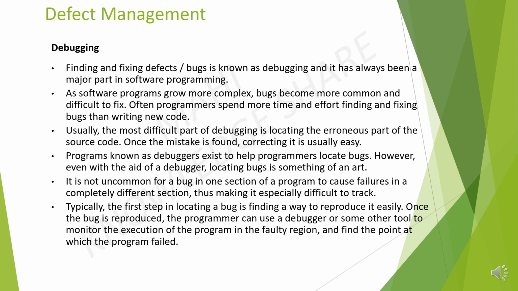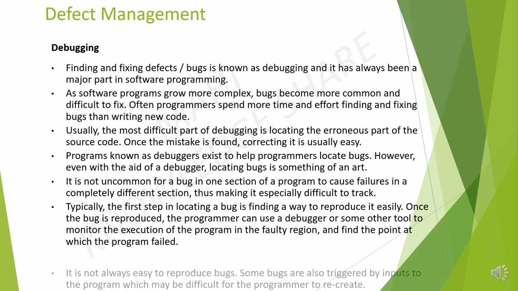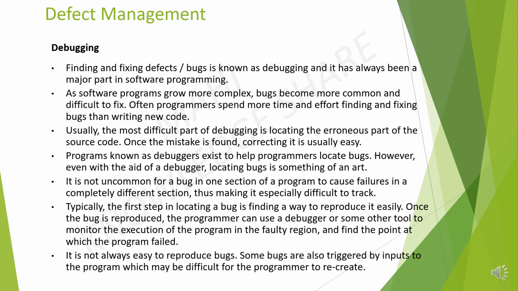Typically, the first step in locating a bug is finding a way to reproduce it easily. Once the bug is reproduced, the programmer can use a debugger or some other tool to monitor the execution of the program in the faulty region and find the point at which the program failed. And it is not always easy to reproduce bugs. Some bugs are also triggered by inputs to the program, which may be difficult for the programmers to recreate.